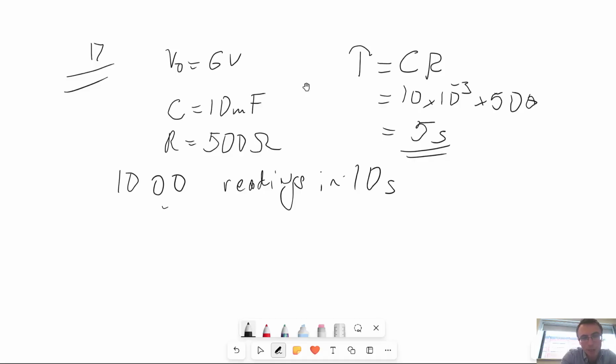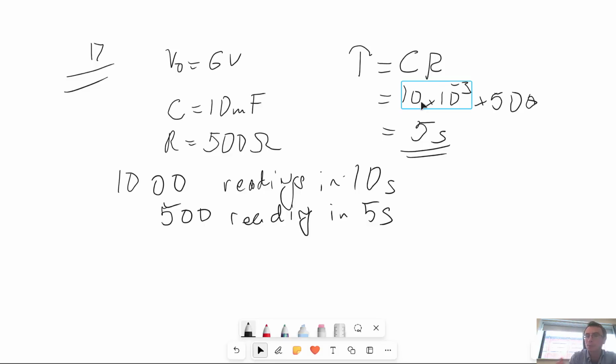So definitely we are going to have 500 readings in 5 seconds, and the time constant is just equal to 5. Okay, so after that, we can work out the voltage. So the easy way is to remember that at time equal to the time constant, the voltage drops to 37% of its initial value.